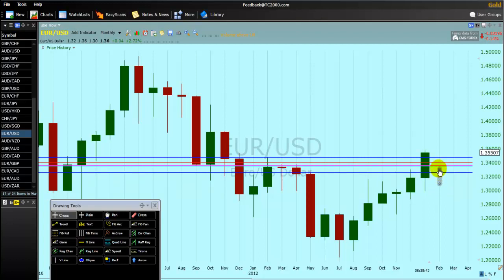But in this case, for the Euro USD, it went above it, so we will project the range of last week, which I measured now. You see how I did it, and I project it to the upper side. And I'm going to draw a line there.